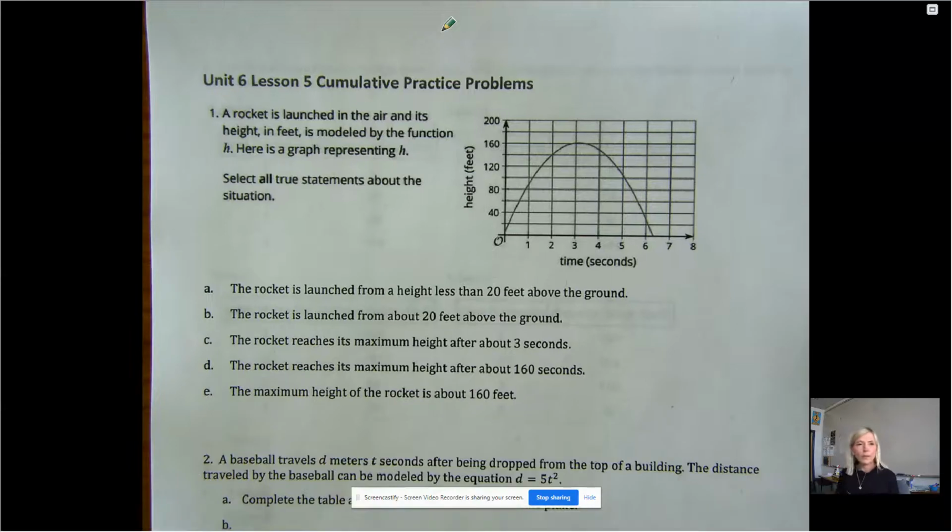Hi, it's Ms. Marat here with help on today's assignment, the Unit 6, Lesson 5, practice problems. You're doing numbers 1, 2, 3, and then 5 and 6.